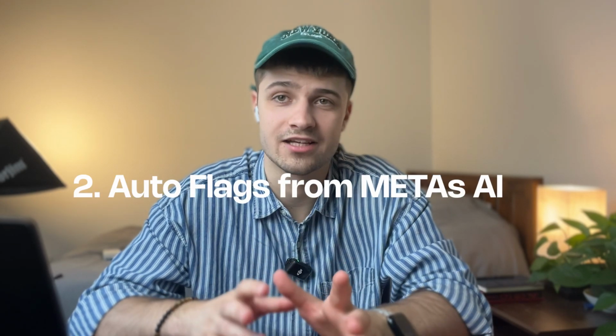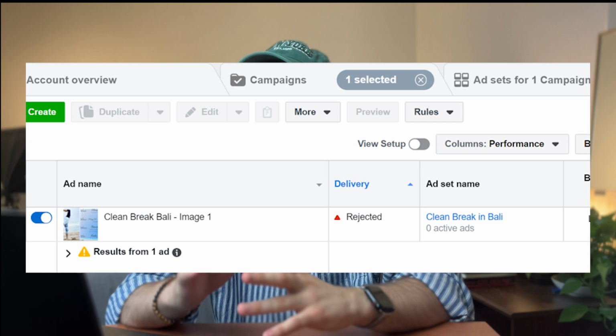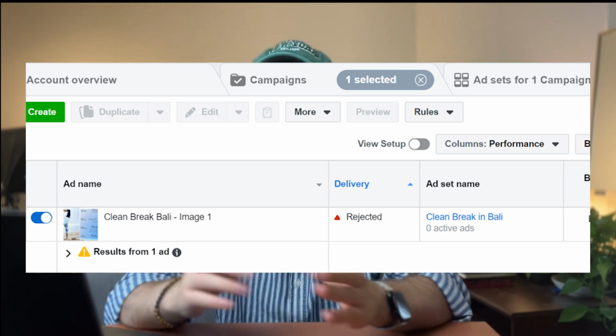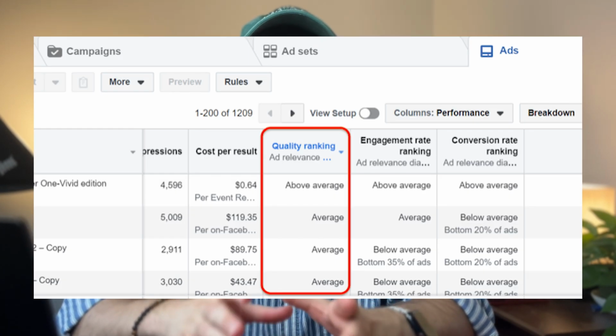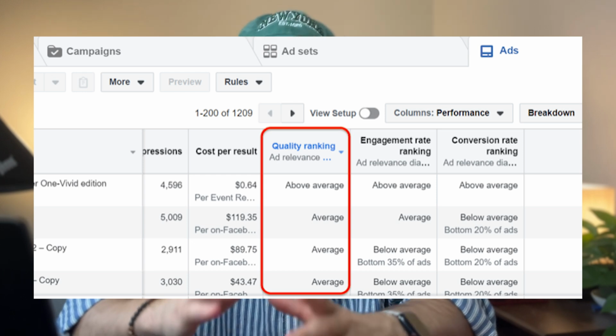The second reason your ad account might get banned is auto flags from Meta's AI. Their automated review system might think your creative looks risky and ban it instantly, with no warning and no explanation. So before launching any ad campaigns, make sure you read the ad account policy and make your creatives as aligned with this policy as possible.